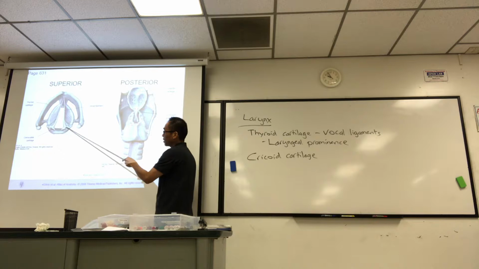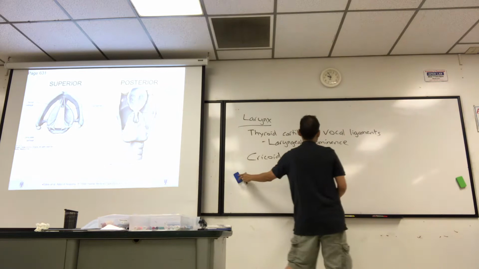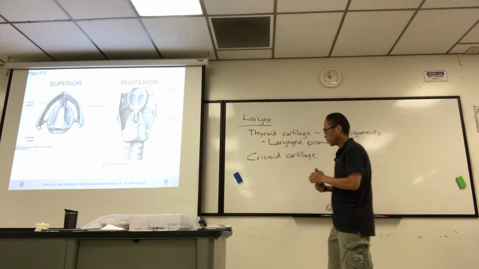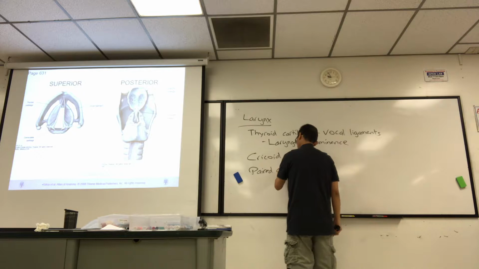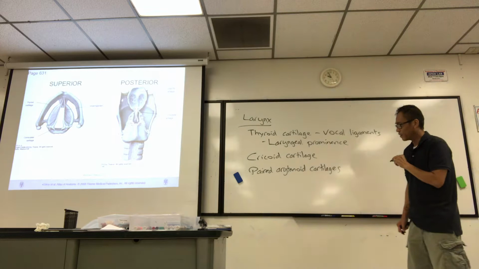Here's an arytenoid cartilage from the posterior view. Let's note those. So thyroid check, cricoid check, and paired arytenoid cartilages, because there's two of them. Looking at the posterior view, you can see at the tip of each arytenoid cartilage you have paired corniculate cartilages.